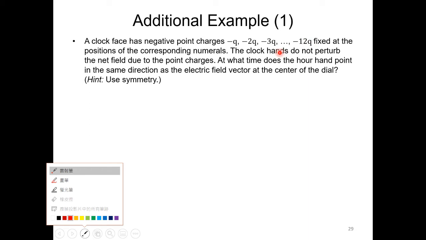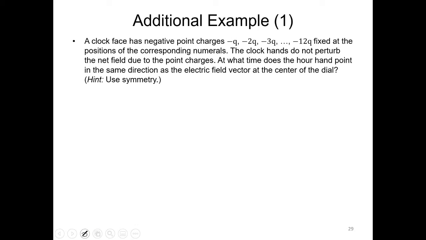The clock hands do not disturb the net field due to the point charges. At what time does the hour hand point in the same direction as the electric field? Which means it's just trying to ask you what is the direction of the E field generated by all the point charges. So it will be quite simple.